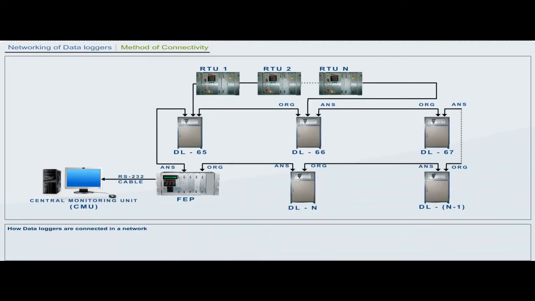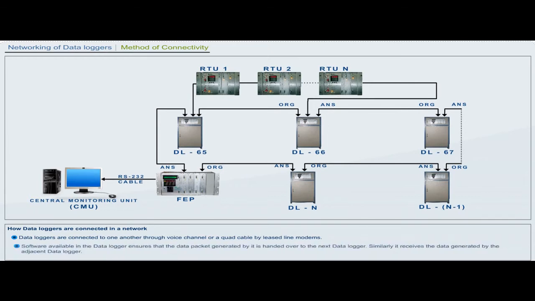How data loggers are connected in a network. Data loggers are connected to one another through a voice channel or a quad cable by leased line modems. Software available in the data logger ensures that the data packet generated by it is handed over to the next data logger. Similarly, it receives the data generated by the adjacent data logger.